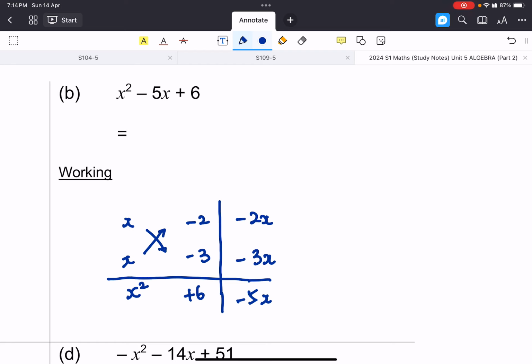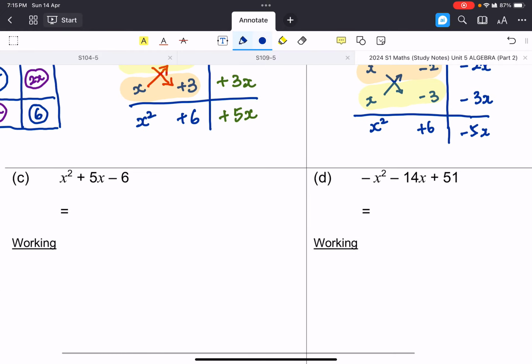Negative 2 times negative 3, does it give us positive 6? It does. So perfectly, this one and this one, I just transfer them to my solution, x minus 2 multiplied by x minus 3. There we go. Okay, so that's what we can do over here, right? Now, more example? Of course, why not, right?